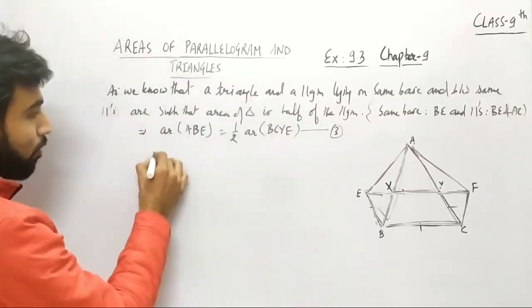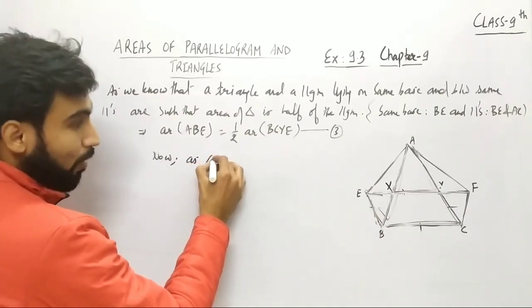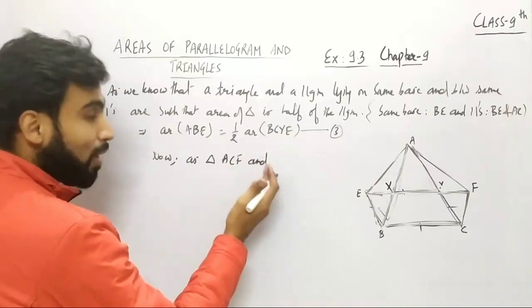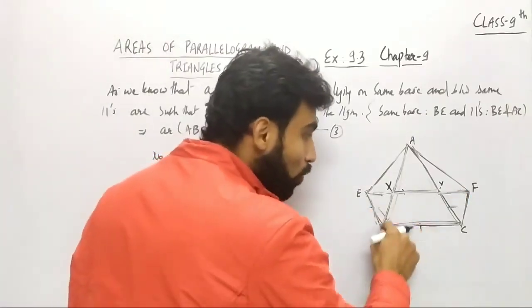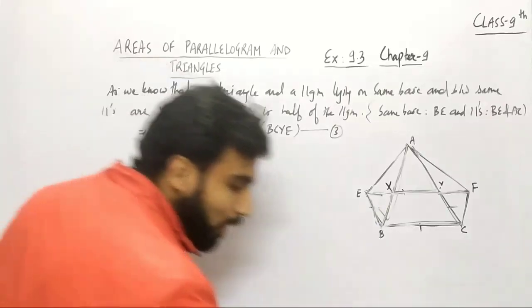Now you can see triangle ACF, but before that we have to first prove that this is a parallelogram, right? So let me first prove that here.